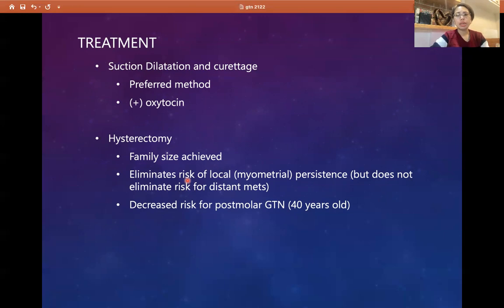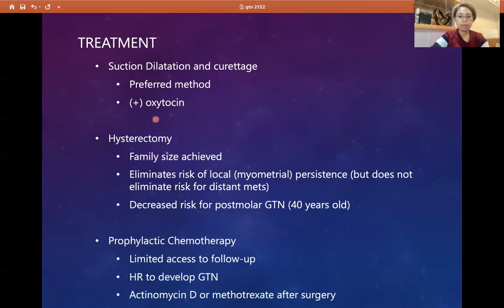And also, especially among women 40 years old and above, whereby there is a higher risk for post-molar gestational trophoblastic neoplasia, hysterectomy decreases this risk, and further the risk of chemotherapeutic treatment.